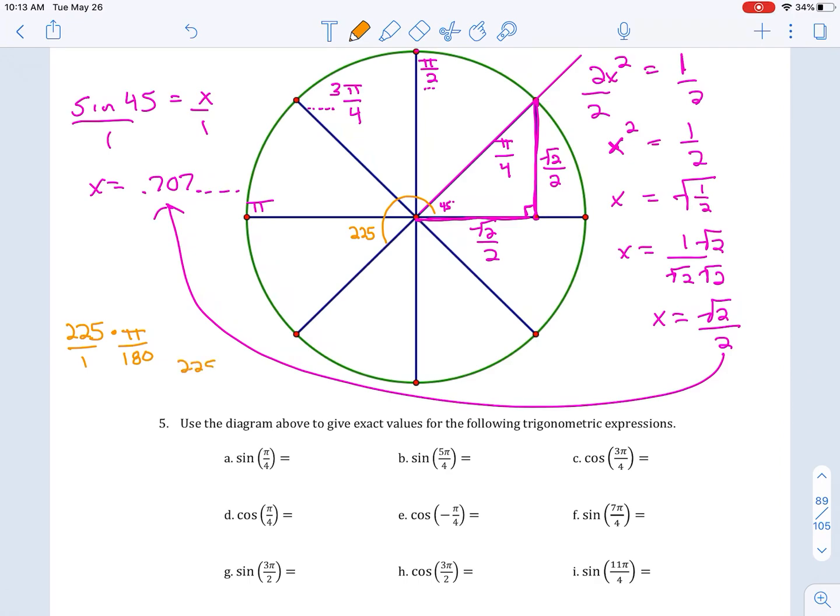And then that would give me 225 pi over 180. And then I would divide both of those up probably by 15, I'm guessing. Well, that's not the greatest common divisor, but it's a common divisor. But that would give me 15 pi over 12, which is 5 pi over 4. So this is 5 pi over 4.